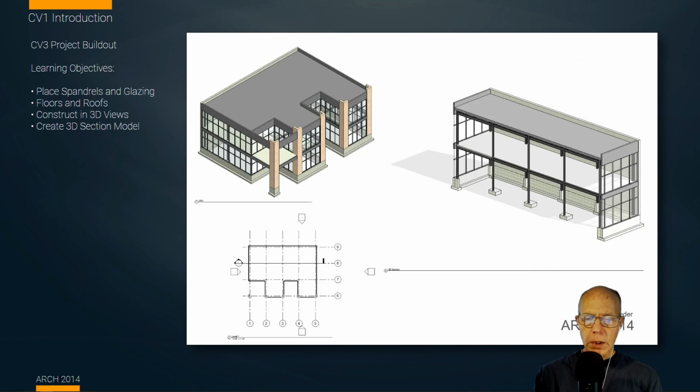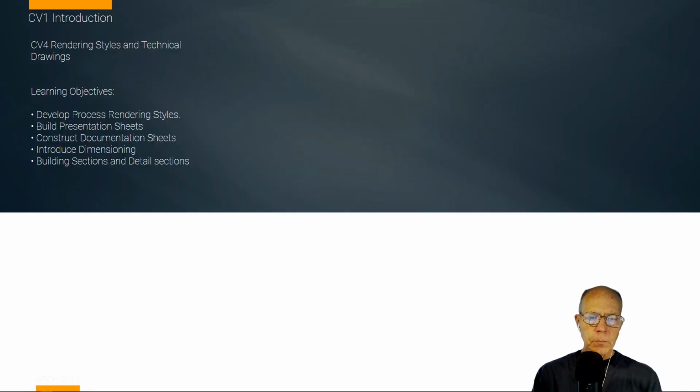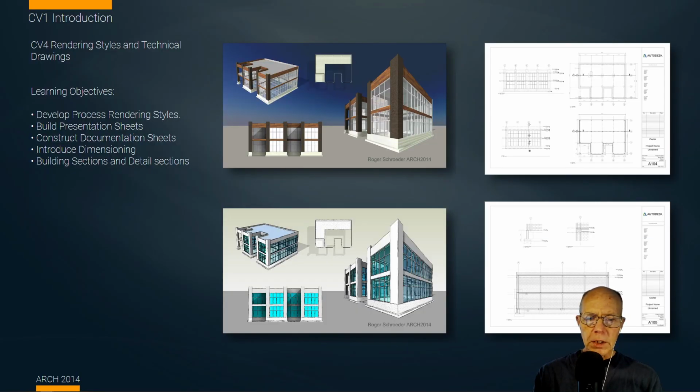Then the next week, the next module, we're going to add window systems, what are called spandrels, a roof system, and a floor system, and communicate that. Then the next week, the next module, we're going to actually experiment with rendering that and presenting that model on sheets of paper, and then adding some details to it and presenting that as technical details or technical construction documents.